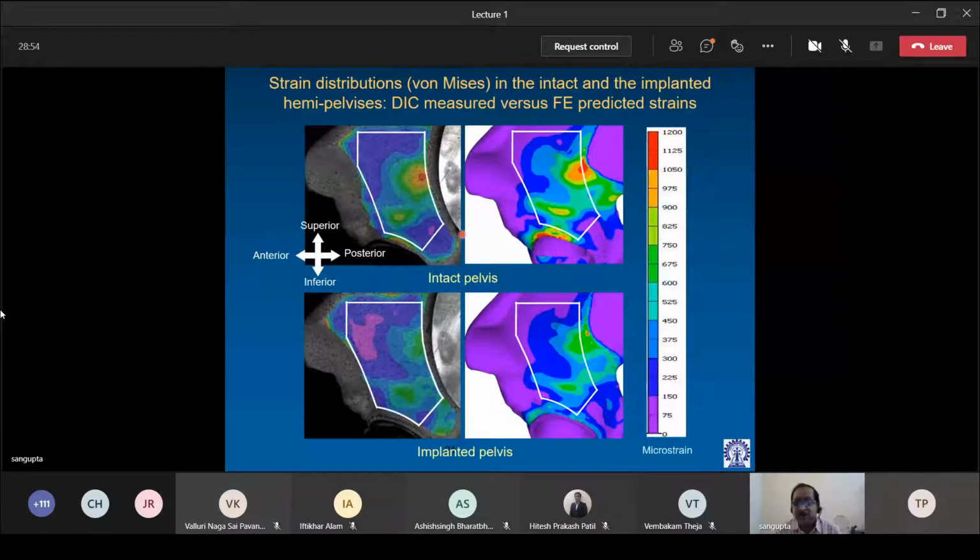Now let us focus on the right hand pictures. These are figures coming out of FE analysis. So this is FE predicted strain. Okay. If we try to compare, we have to identify the area bounded by the white line in the case of the FE model predictions. So you can see very, very similar predictions to the actual measurements. So this is intact, this is implanted. Now we can actually compare values also.